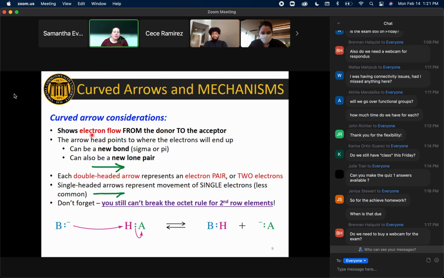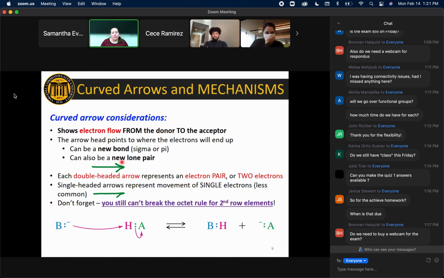Here are the considerations you need to think about for curved arrows. They always show electron flow. And if they're showing electron flow, they have to start somewhere where there are electrons, right? They always show where the electrons are as the start point and where those electrons are going as the end point. So the arrow is always going to point from a donor to an acceptor, right?